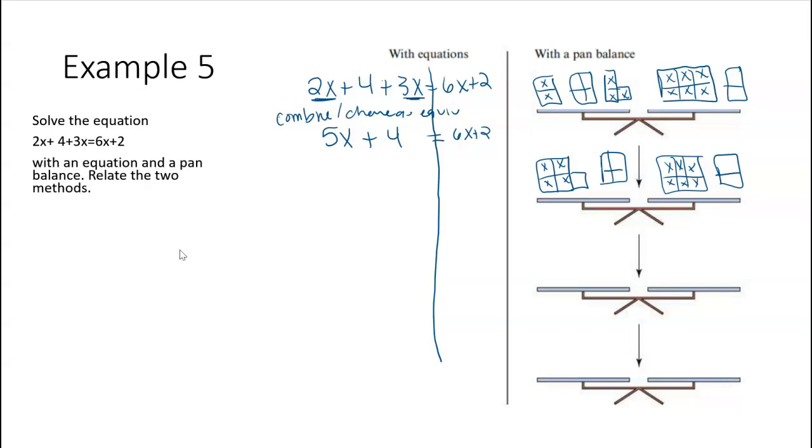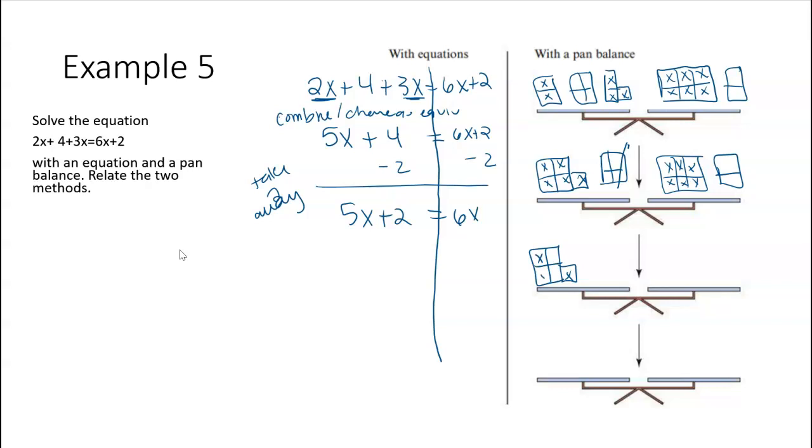Okay, so now let's take a peek at this. Maybe we'll take 2 away from both sides. So we would get 5x plus 2, and we would get 6x. So if I took away 2, I would get, oops, that should have an x. I would have 1, 2 left over here. And then I just took away 2. I would only have my 6x over here.